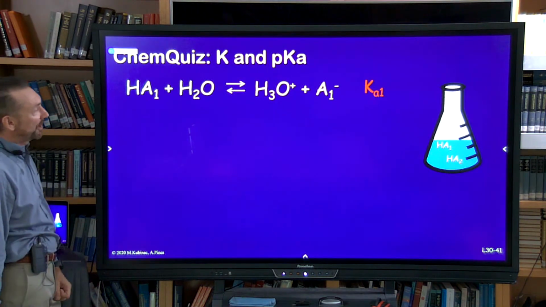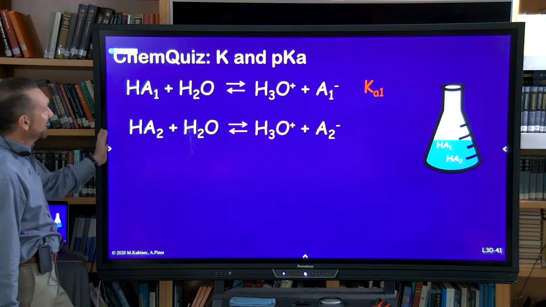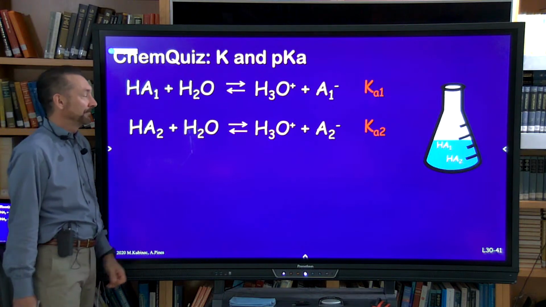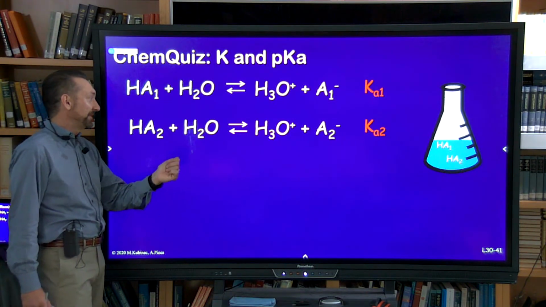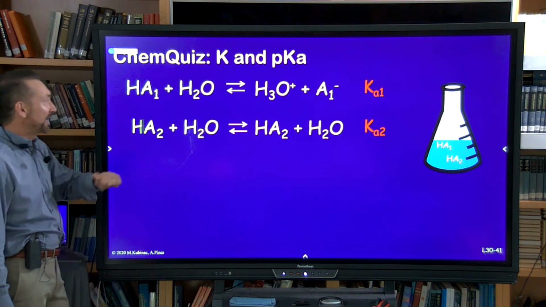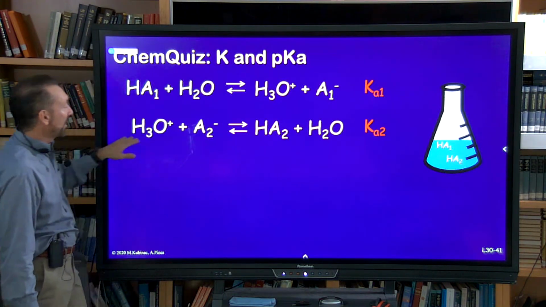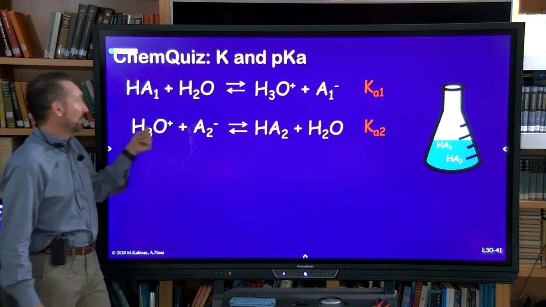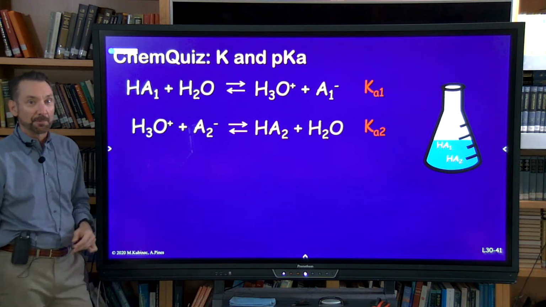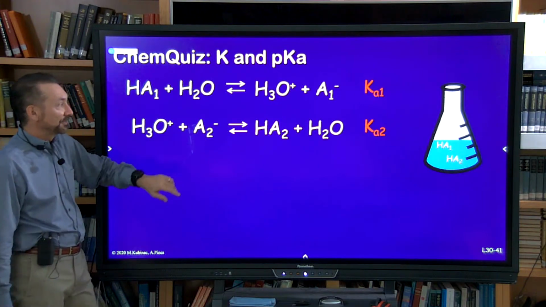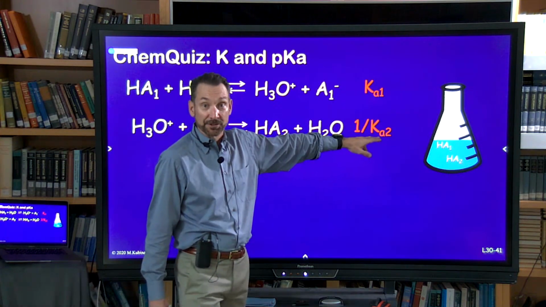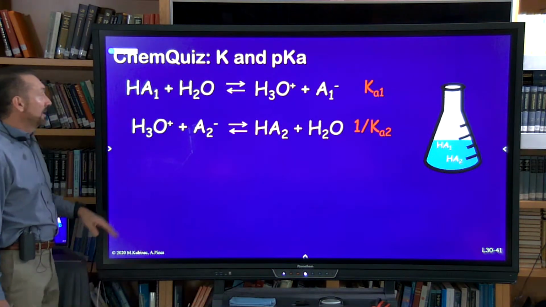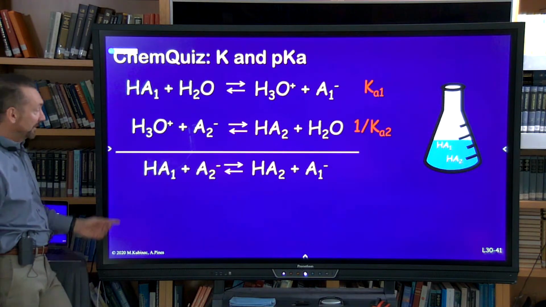So there's HA1. It has a K of Ka1. Here's HA2. It has an acid dissociation constant Ka2. What I want to do is write this reaction like this. What I've done here is I've just reversed that reaction. I've said HA2 plus H2O goes here. I've reversed the products and reactants on the bottom. If I reverse the products and reactants, I have to invert K. And then if I add those two together, I get the reaction I've been talking about.